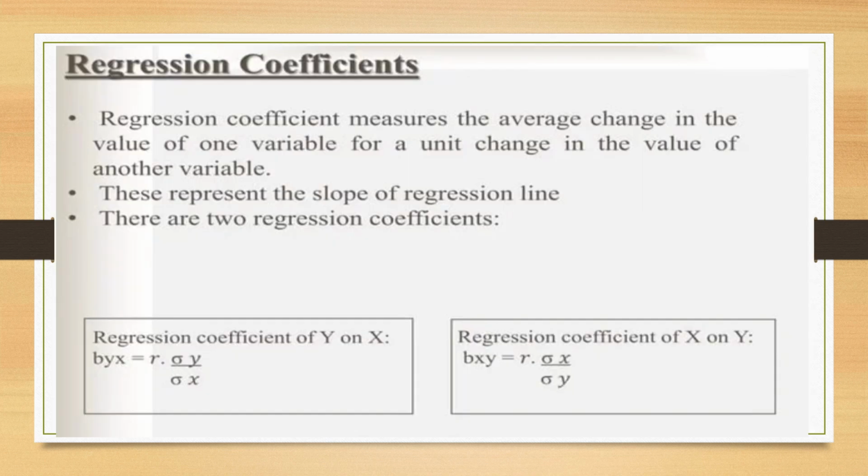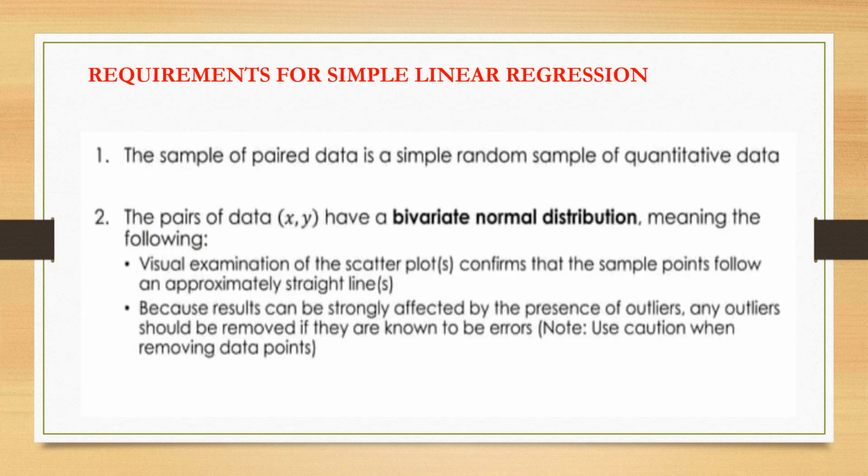Next one is the regression coefficient. The regression coefficient measures the average change in the value of one variable for a unit change in the value of another variable. These represent the slope of the regression line. There are two regression coefficients, same as the equations. One is the regression coefficient of y on x and the other is the regression coefficient of x on y.